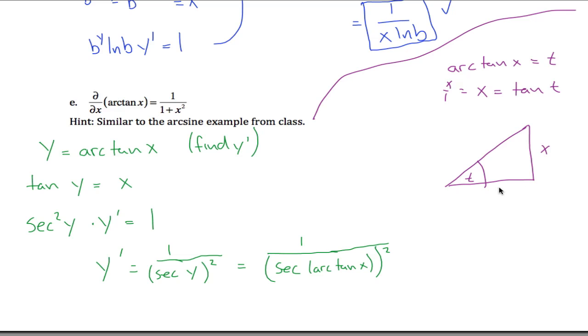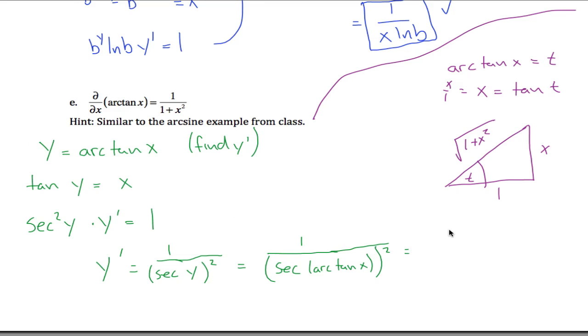So opposite over adjacent has to be x. We can call this x and this 1. And we know two sides of this triangle. We should probably figure out this third side because maybe it'll come in handy. It'll definitely come in handy. Pythagorean theorem: this squared is equal to this squared plus this squared. So this is equal to the square root of this squared plus this squared. 1 squared is 1, x squared is x squared. So now we know this. Let's see if that's enough information to get us our final answer.